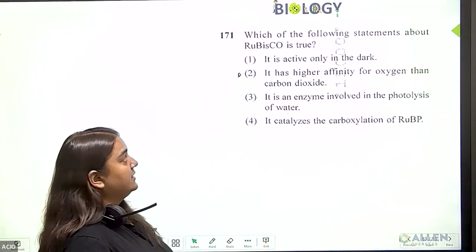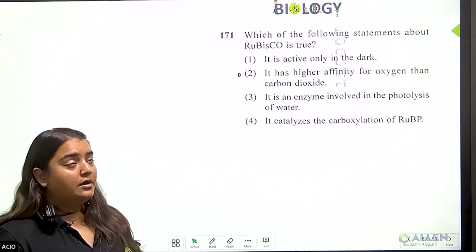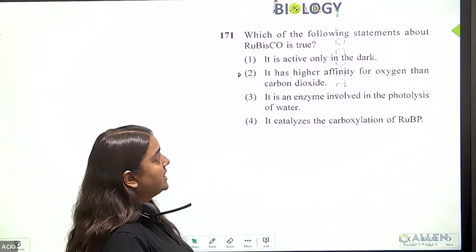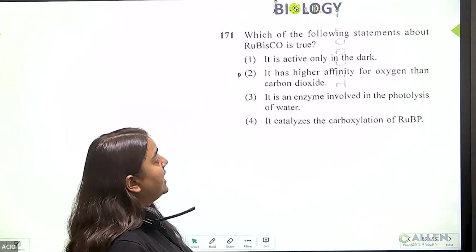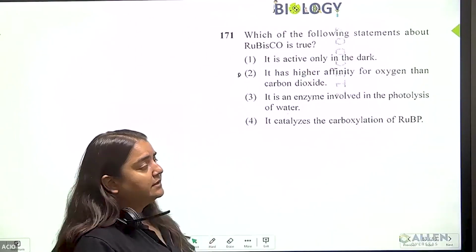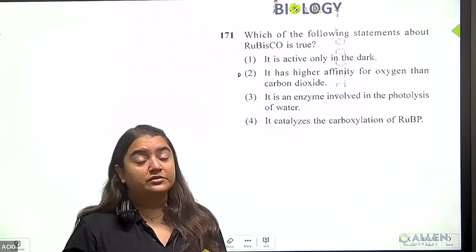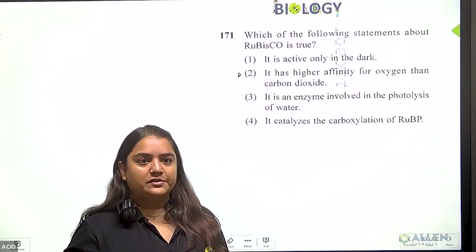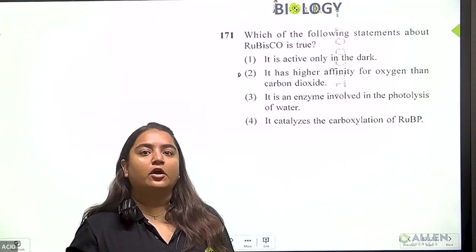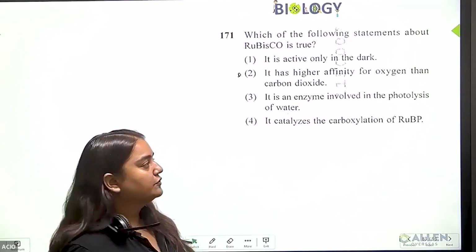Next, which of the following statements is true about Rubisco? Rubisco has an active site only, is active only in dark? No. It has high affinity for oxygen rather than carbon dioxide? No, it has more affinity for CO2, although it can combine with oxygen also. But overall, if we talk about affinity, it has more affinity with CO2.